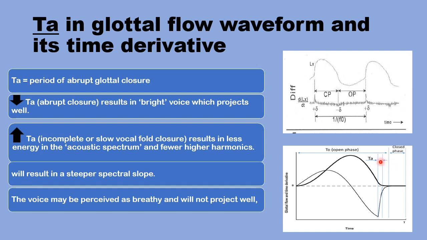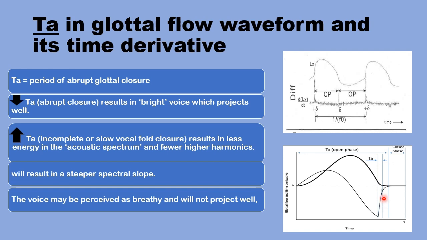The time taken for the vocal folds during their abrupt closure to close up the glottis is termed TA and can be calculated from the glottal flow chart and its time derivative in this time in there. This period, if it is shortened, if you have a very abrupt closure of the vocal folds, would result in a bright voice which projects well, as we have just seen.